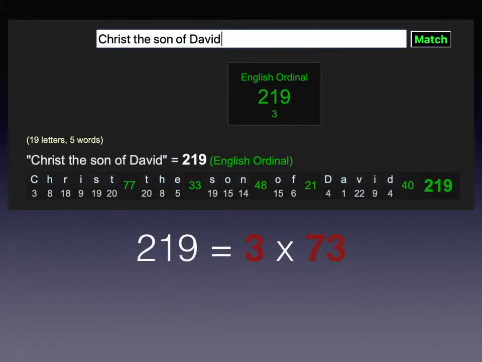Continuing on, Christ, the son of David, has a value of 219, 3 times 73. If you recall, 73 is the 21st prime, the 7 plus 7 plus 7 prime number. 37 is the 12th prime, the 4 plus 4 plus 4 prime number. And the other significant number we mentioned in the last video was 47, which is the 15th, the 5 plus 5 plus 5 prime number. So even in their primes, they follow this 3-digit repeating pattern, just in a different form.